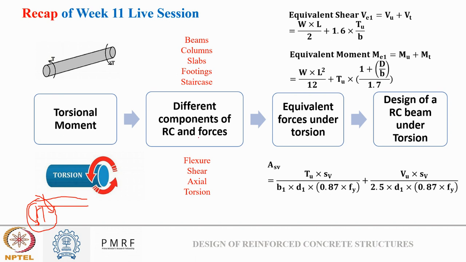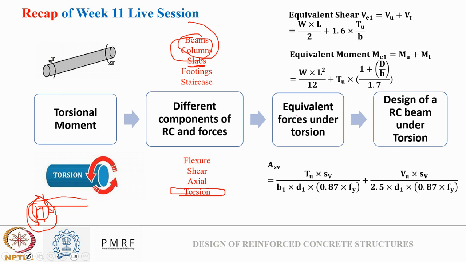For this, we saw different components of RC and forces. Torsion is one of the four main forces that we design for, and it occurs at junctions of beams, columns, or beams and slabs, and all such combinations where there is a joint. There is a chance of torsional moment occurring there. In slab design, in continuous slabs with fixed support, we also talked about torsional reinforcement, so you can take some reference from there also.